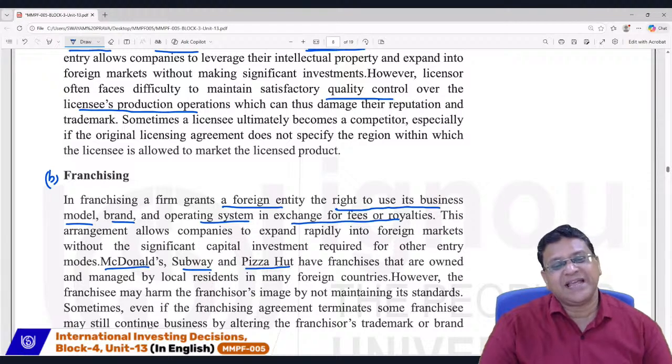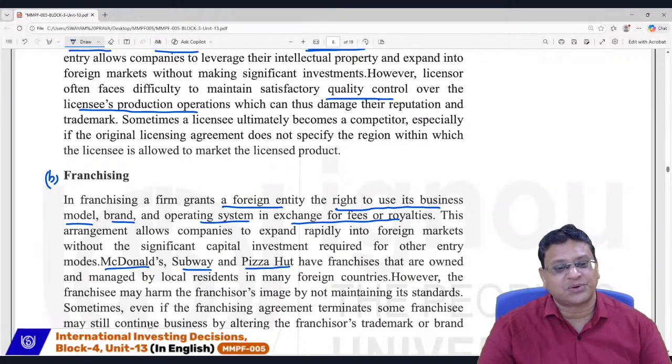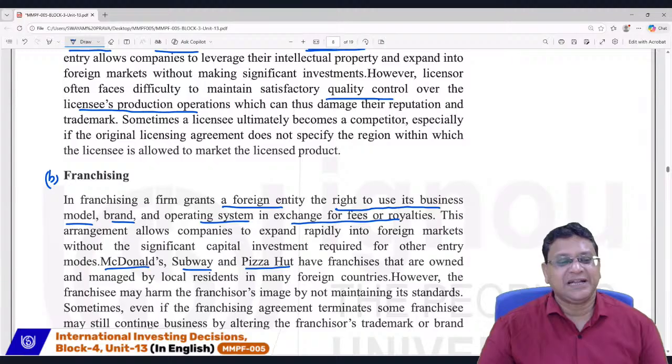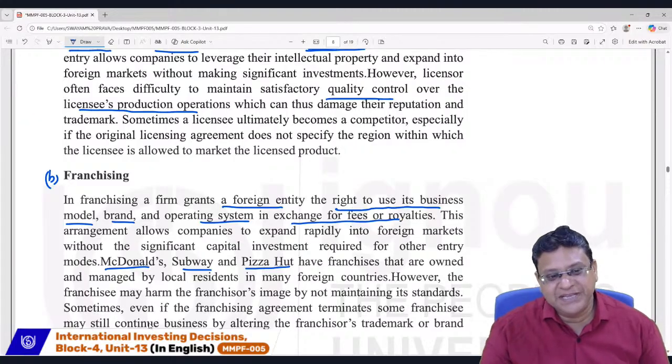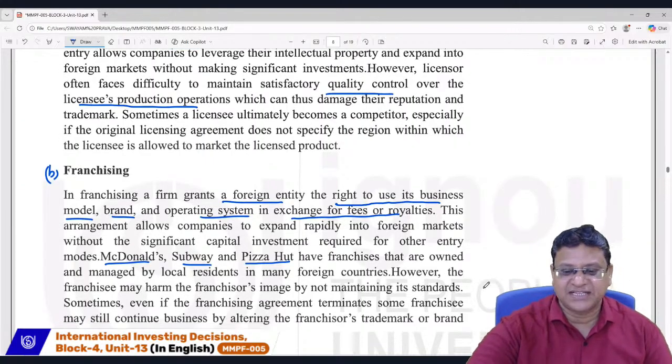We do not call it any other store, we call it a McDonald's store, Subway store, Pizza Hut store. But these are operated by some local player, who have obtained the franchise to operate in their name. So franchising is also an important model, and when a franchise is given, a fee is charged. The fee may be in terms of annual fees or royalties or on the basis of sale. These are decided. Licensing and franchising model.